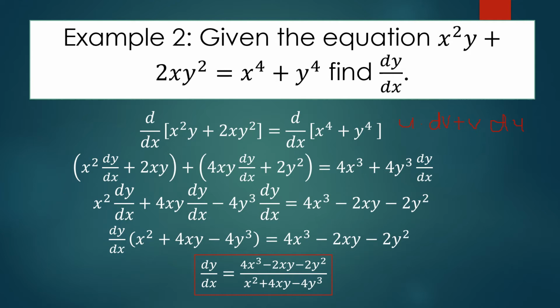Wherein, in our expression, x squared y, ang ating u ay x squared and v will be y. Okay? So, using this formula, kukunin natin ang derivative. So, we have here u. So, copy x squared times dv or derivative of v. Ang derivative ni y ay dy over dx plus, of course, v. Just copy v, which is y. And multiplied by the derivative of u. So, ang derivative ni x squared is 2x.